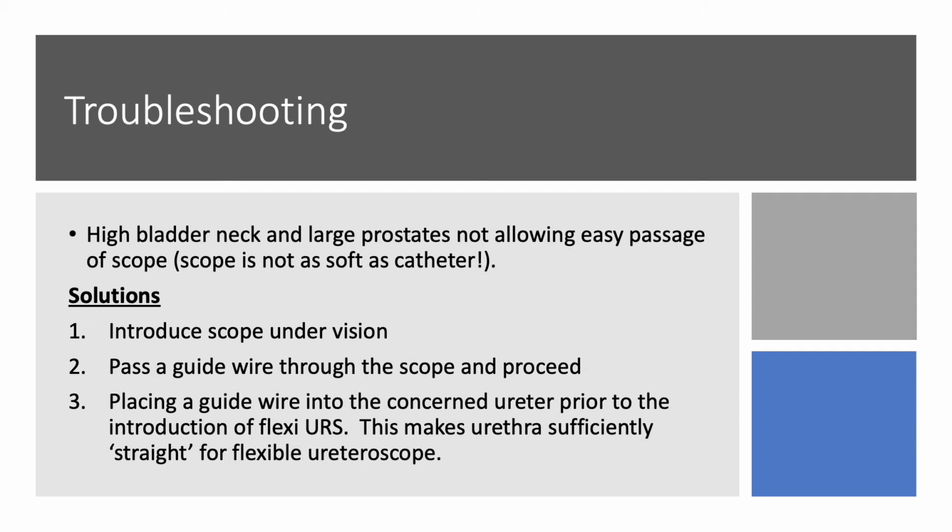If not working, pass a guide wire through the scope into the bladder and then slide the scope into the bladder. Even though both the techniques are fine, I prefer passing a guide wire into the ureter prior to the introduction of the flexible ureteroscope. This makes the urethra sufficiently straight for the passage of the flexible scope. Then introduce the flexible ureteroscope along the side of the guide wire into the bladder. This helps me in further steps also.